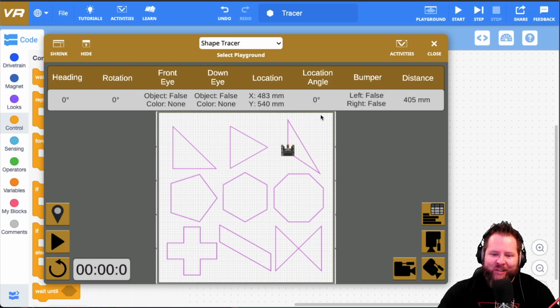Now, I wasn't quite sure what Vex was thinking as far as how I would figure out what these different angles are.